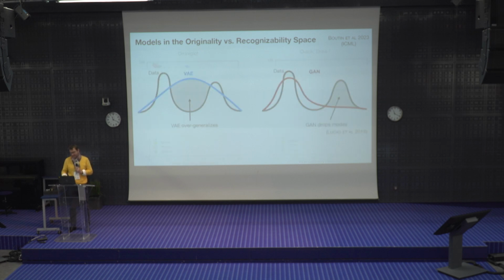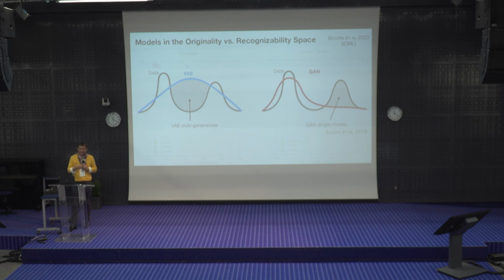VAEs or the GANs. The evidence lower bound loss function of the VAE tends to cover all possible modes of the data distribution. Therefore, it will tend to put mass in spurious regions of the distribution. Said differently, it will tend to overgeneralize and thus provide samples that are more original than those observed in the training distribution.